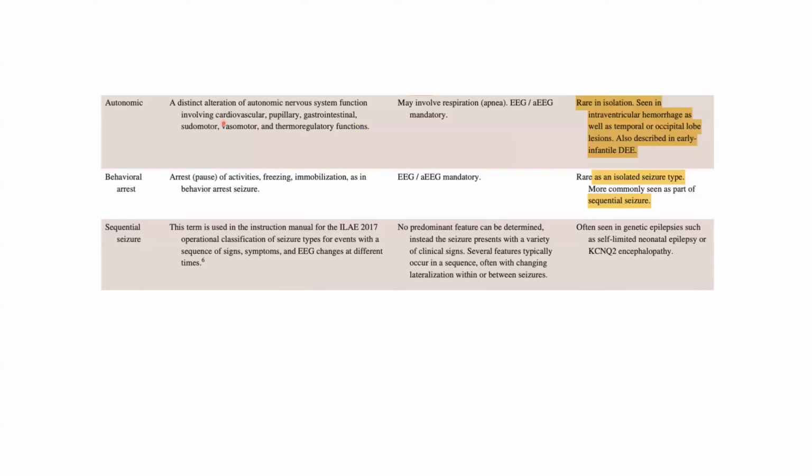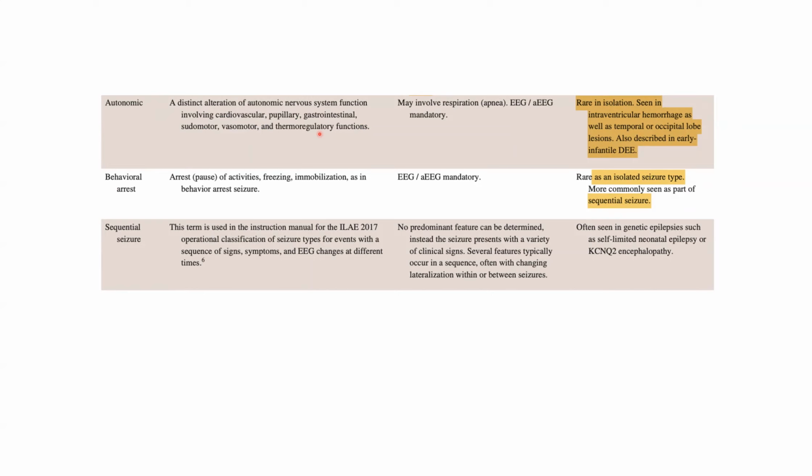And there are a host of autonomic problems which can occur in the newborn, including cardiovascular, pallor, cyanosis, pupillary dilation or constriction, gastrointestinal issues, including vomiting, distension, pseudomotor, vasomotor, and thermoregulatory problems, that is, changes in temperature of the body. It can also involve the respiration, that is, it can lead to apnea. So it is rare in isolation, but it can be seen in extremely preterm infants as a result of intraventricular hemorrhage, as well as when there is a bleed into the temporal or occipital lobe. Right? Generally, they occur with other seizure types.